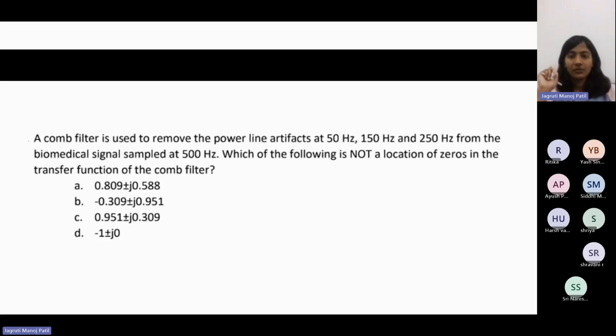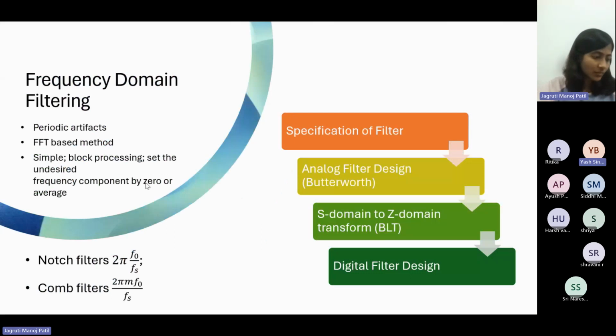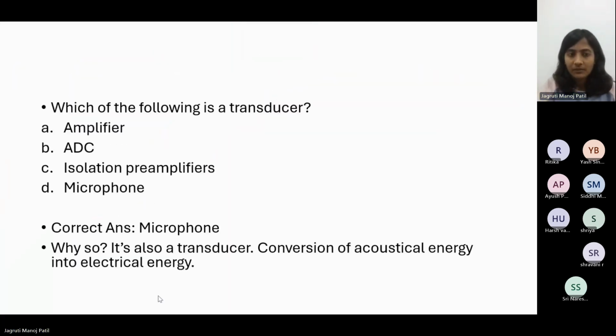I gave you the formulas for poles and zeros previously, so if not, you can have a look. What we have now is the comb filter. The formula we'll be applying is 2 pi m f naught by fs, where f naught is the center frequency, the frequency at which it is being derived, and fs is the sampling frequency.